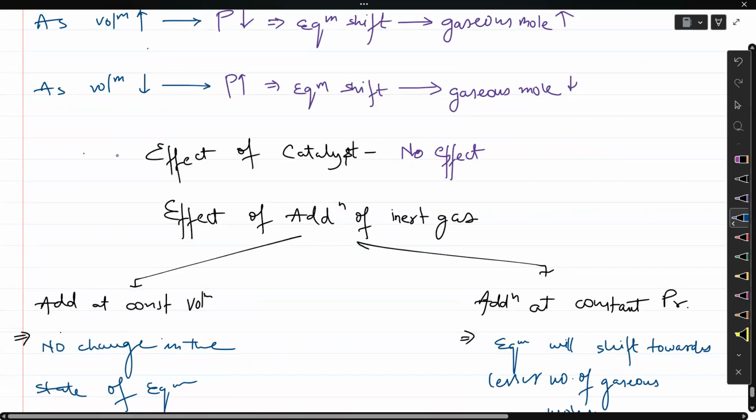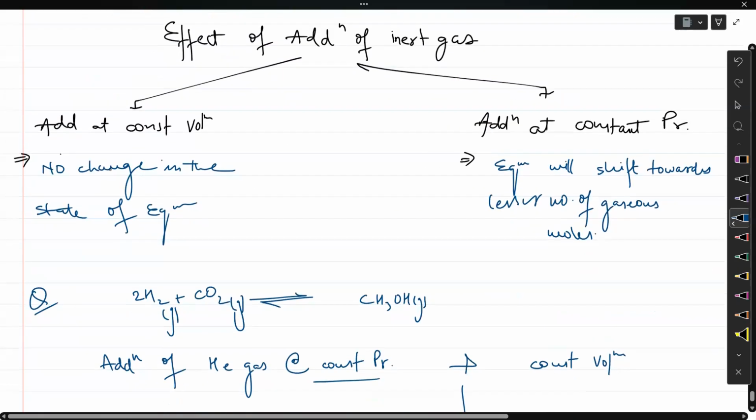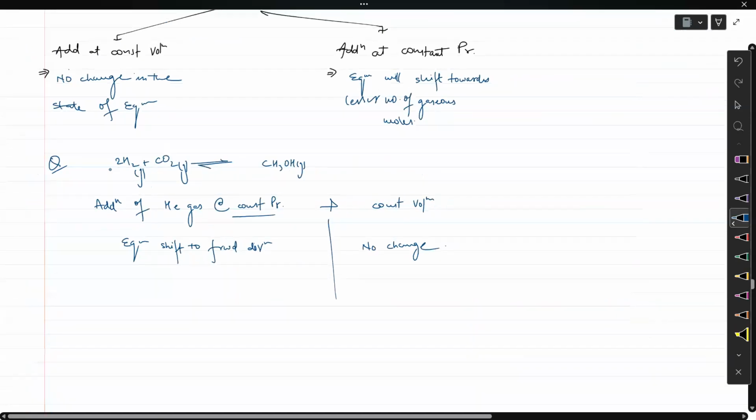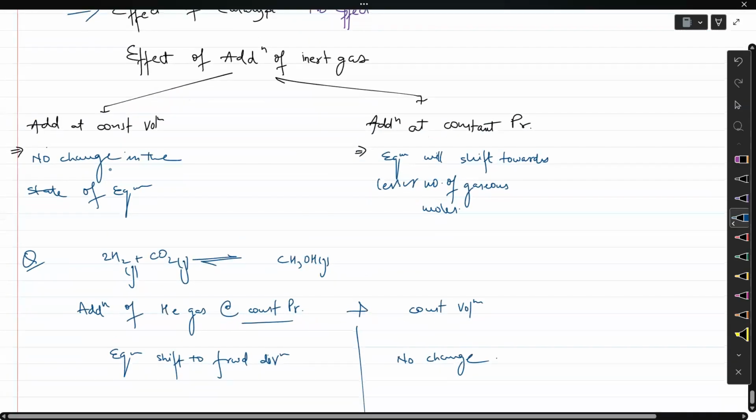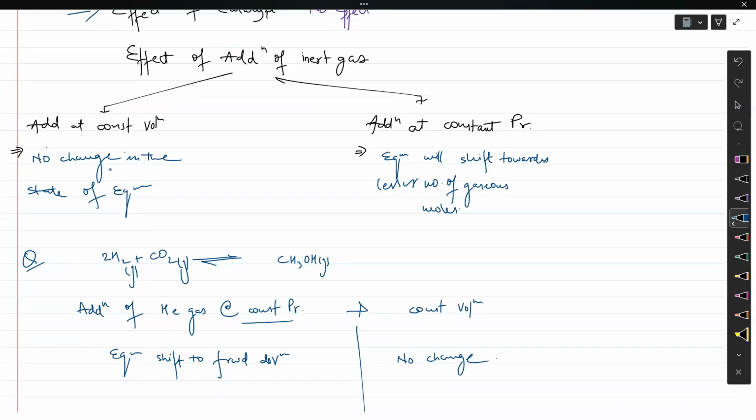I have given questions in which addition of inert gas was also there. You have done it, or left that one? Sir, I'm writing this. Okay. Now in homework, I have given some questions which were asking about the effect of addition of inert gas.